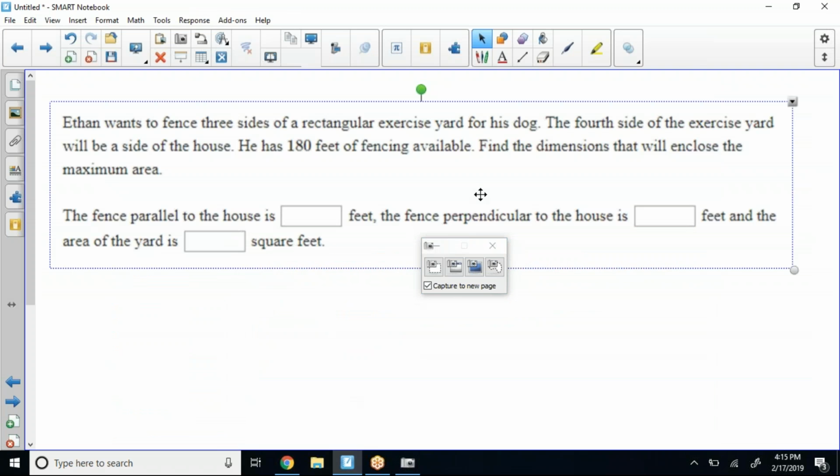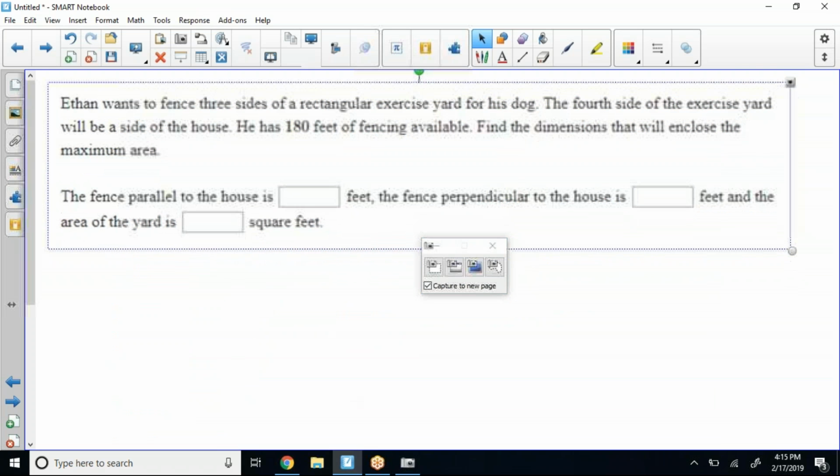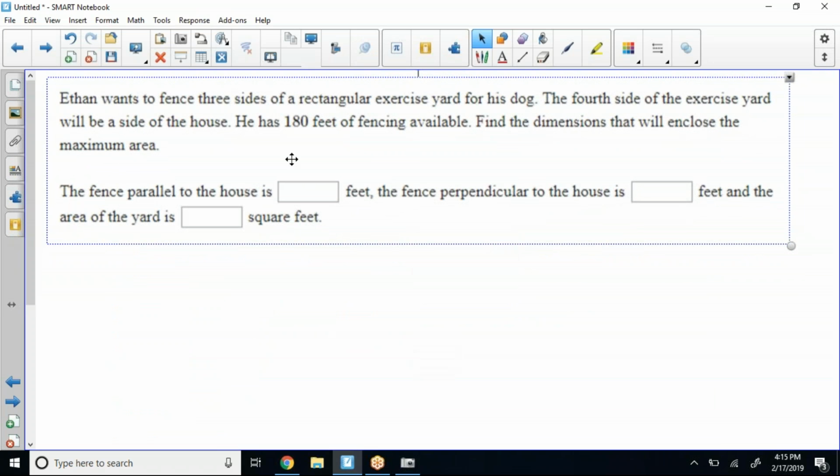All right. So let's look at this problem real quick. Ethan wants to fence 3 sides of a rectangular exercise yard for his dog. The 4th side will be the house. He has 180 feet of fencing available. Find the dimensions that will enclose the maximum area.